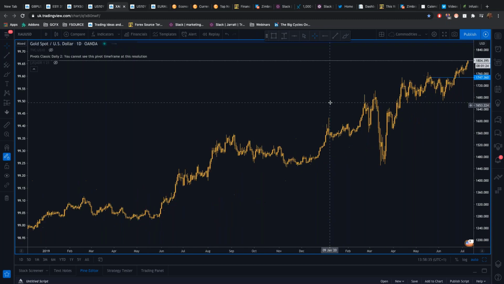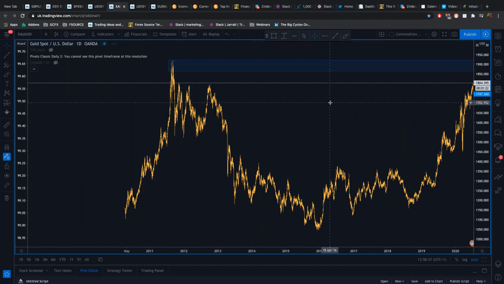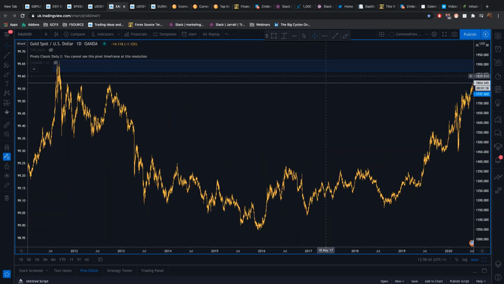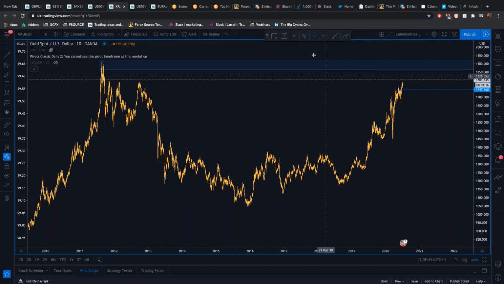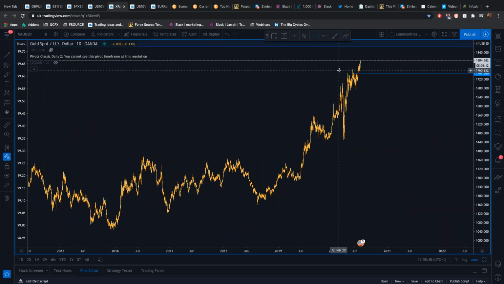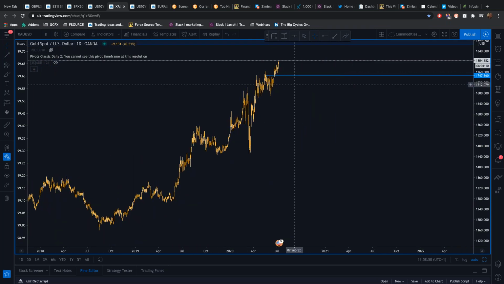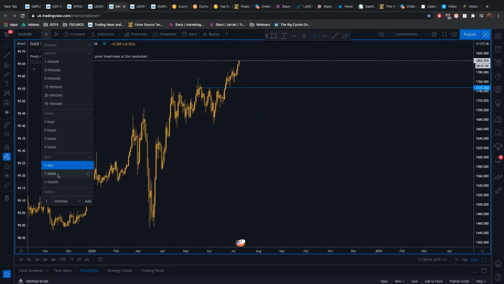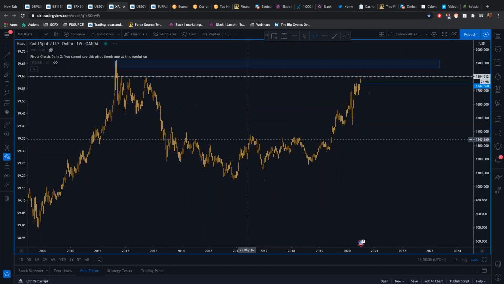At the moment, we're heading up towards 1800. Next stop on the charts, we'll be looking at up into this 1900 region. And if we break above this region here, then you can expect gold just to go higher and higher. In terms of where to enter gold from a swing trade perspective, it's a little trickier.